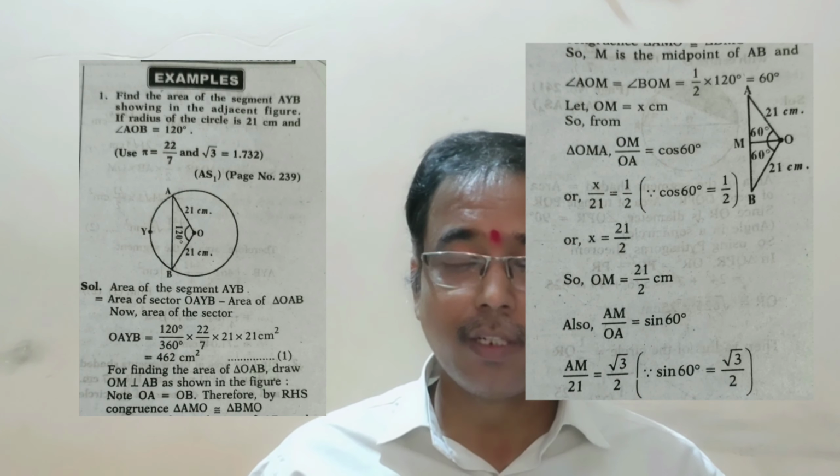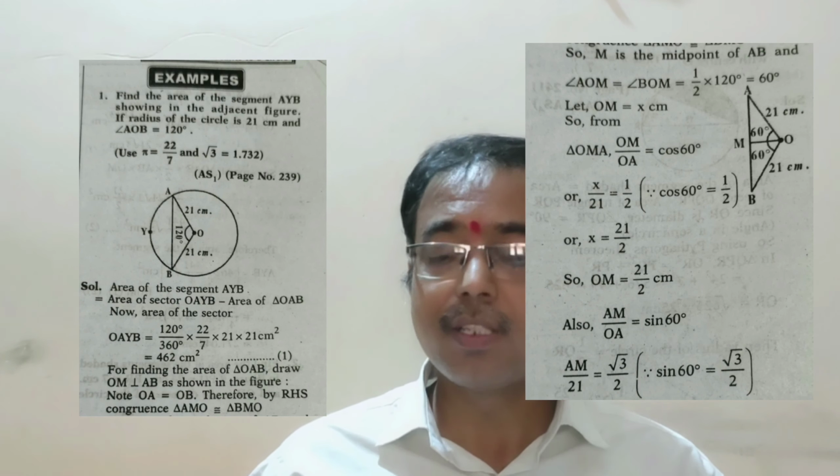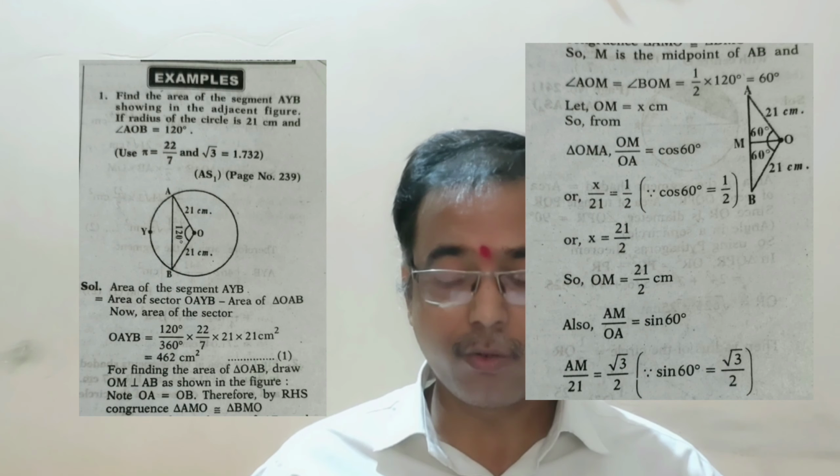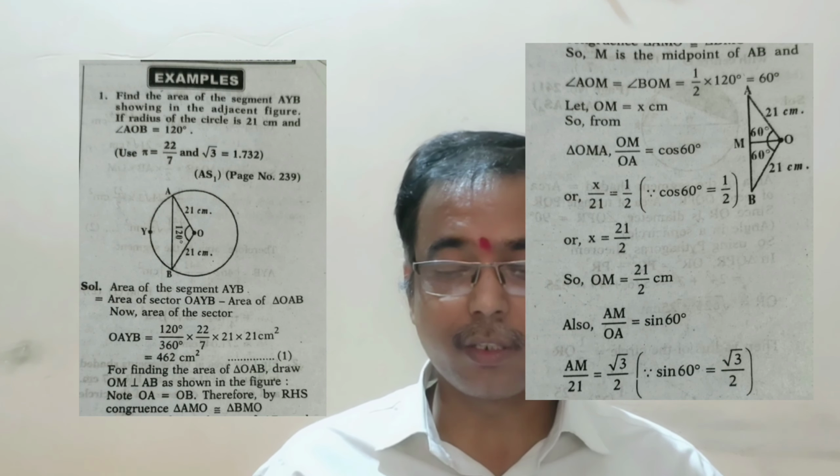And also we have some more most important sums, segment sums. Find the area of the segment AYB shown in the adjacent figure. I will give the question on the screen, you can understand easily then.